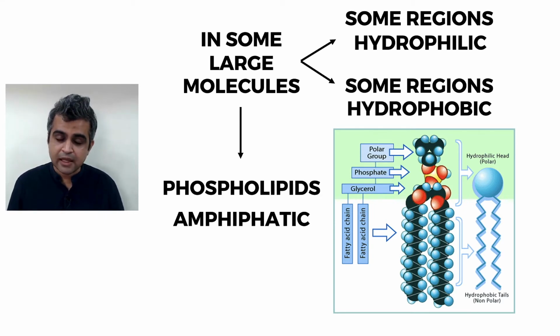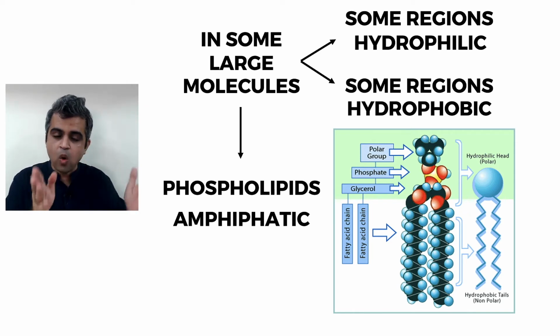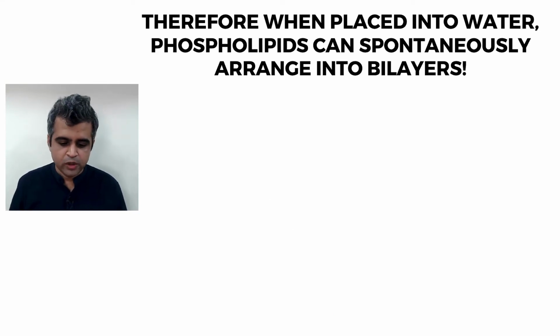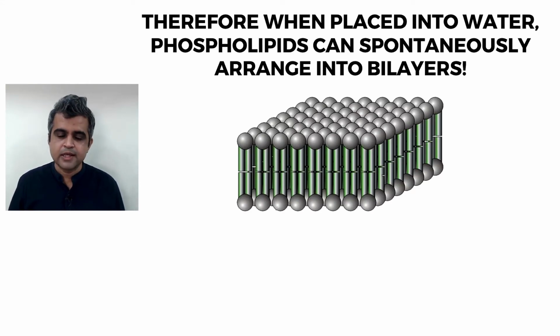They will spontaneously arrange themselves in such a manner that their heads will be outside and the tails will be inside. Why? Because the tails do not like water, so they are inside. And what will they keep on the outside? They will put all the hydrophilic heads which can touch the water because they are water loving. So the important point, dear student, is this, that when placed into water, phospholipids can spontaneously arrange into bilayers. Now what is the meaning of this? This is how they will arrange. So if you throw thousands of them in water, this is what the arrangement will be.